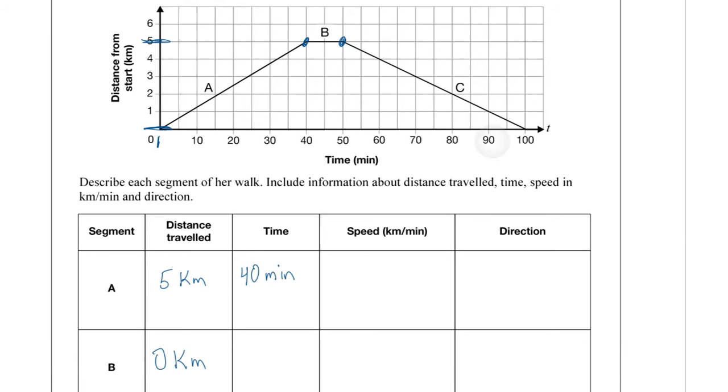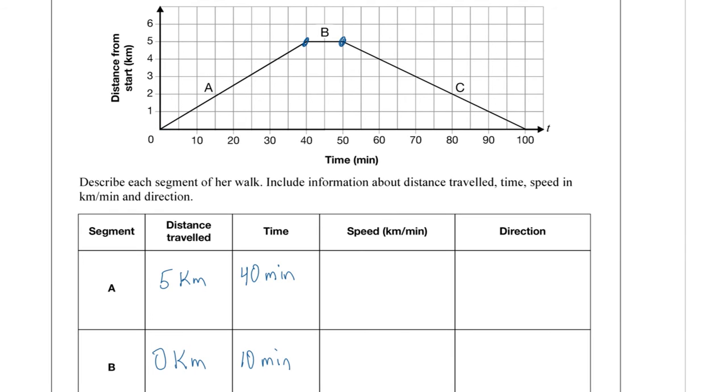But their time, some people might say 50 because that's where it ends, but that's not correct because B starts at 40 and goes to 50. So that's a change of 10 minutes. And the reason why it ends at 50 is because of the 40 plus the 10 gives me 50 total if I include A and B, because that's from the very beginning, right?